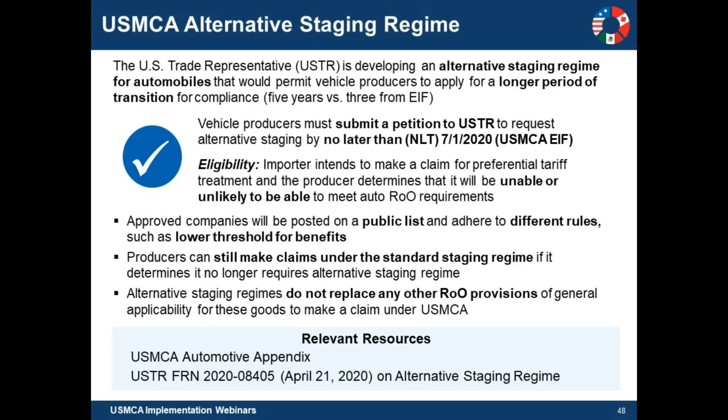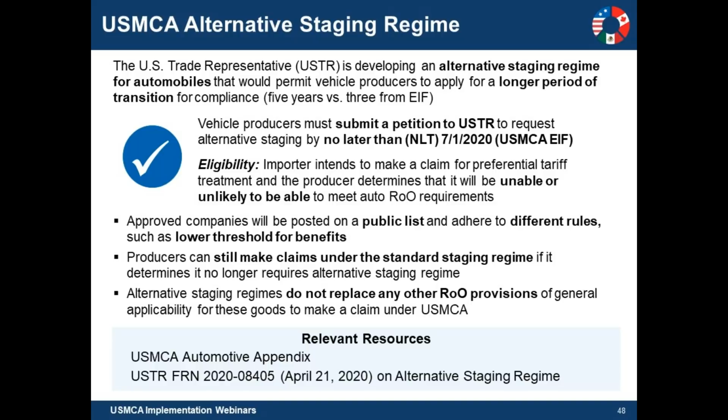For this alternative staging, vehicle producers must submit a petition to the U.S. Trade Representative to request alternative staging no later than July 1st, 2020, the entry into force date of the U.S.-Mexico-Canada Agreement. In terms of eligibility, the importer must make a claim for preferential treatment, and the producer must determine that they are unable or unlikely to be able to meet the automotive rules of origin requirements.